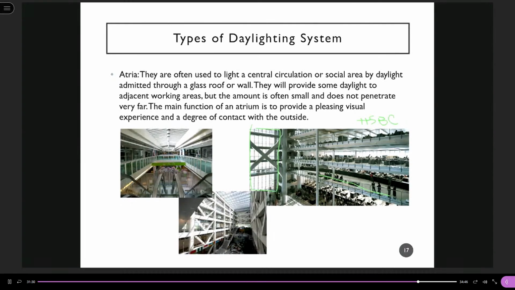The main function of the atrium is to provide a pleasing visual experience and also a degree of contact with the outside. If you're walking over here, it is in the middle or center of the building, but because it is next to the atrium, it feels like you somehow have a connection with the outside. And it also gives you a certain degree of daylight availability.